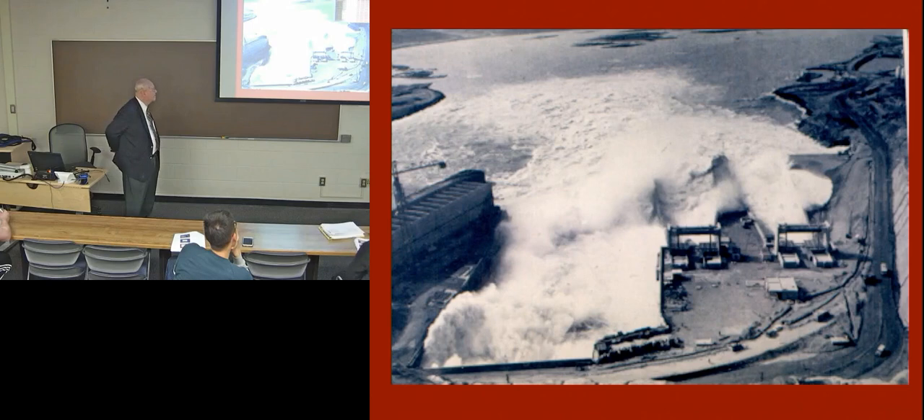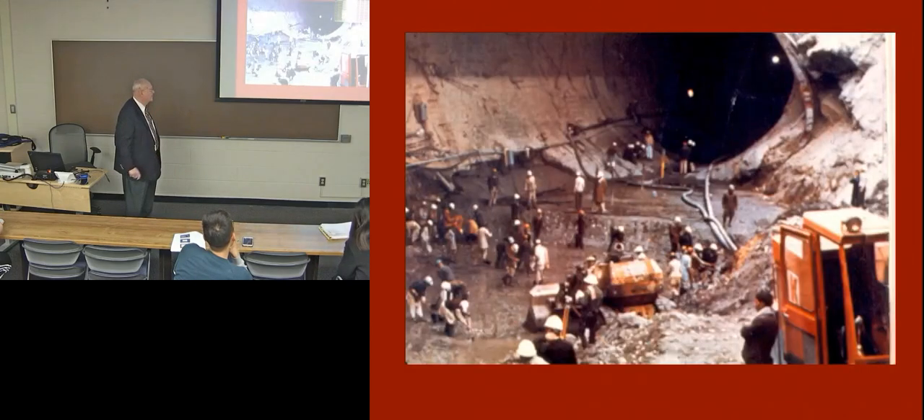So downstream, this is what it looked like. Tunnels 1 and 2, 1 and 2. 1 hadn't been diverted to the power plant. You see the power plant's still under construction. 3 and 4. The water just pouring out as fast as they could get rid of it, trying to draw down so that there be no further damage.